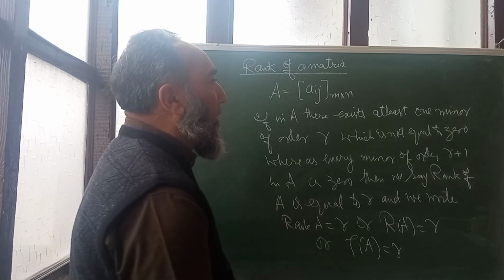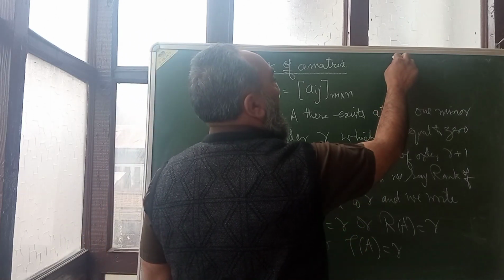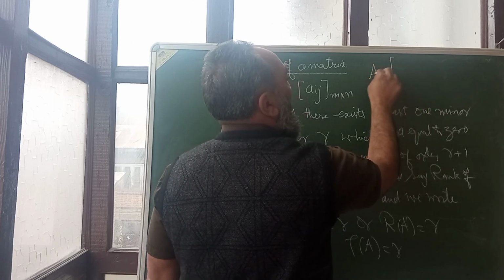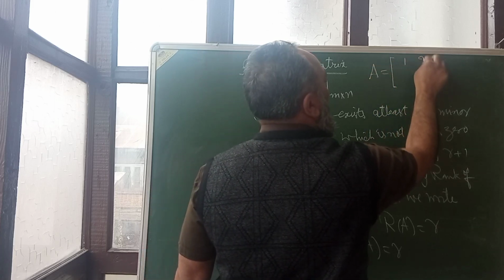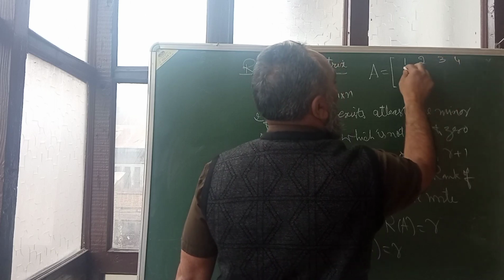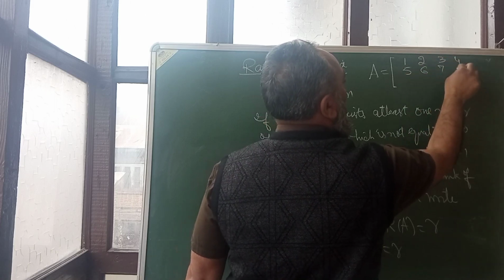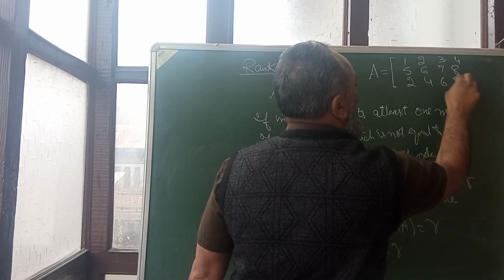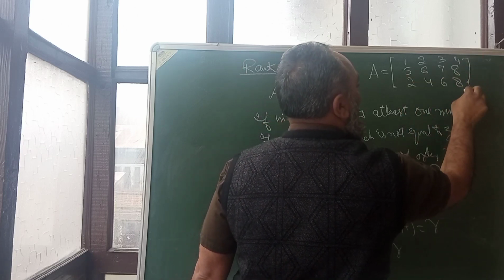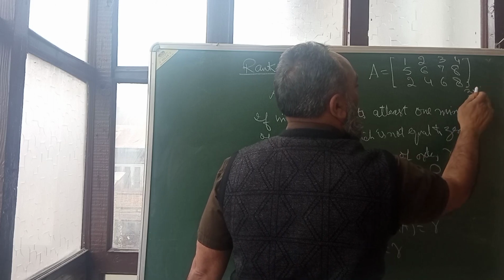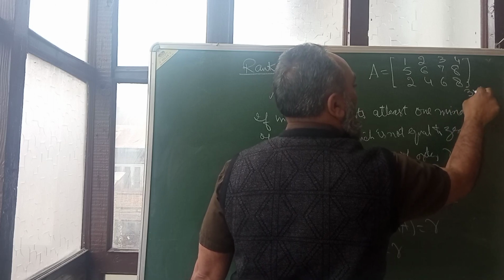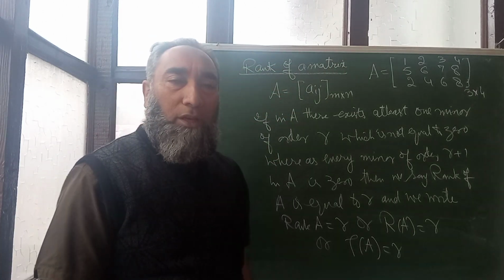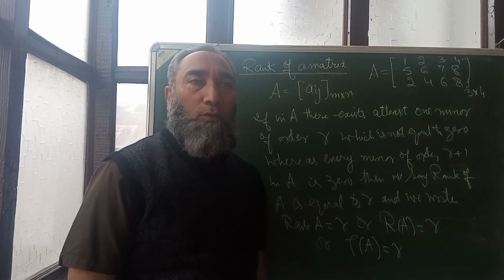For example, you have a matrix A equal 1, 2, 3, 4, 5, 6, 7, 8, 2, 4, 6, 8. See, this is a matrix of order 3 by 4. You have a matrix of order m by n. Here order is 3 by 4.